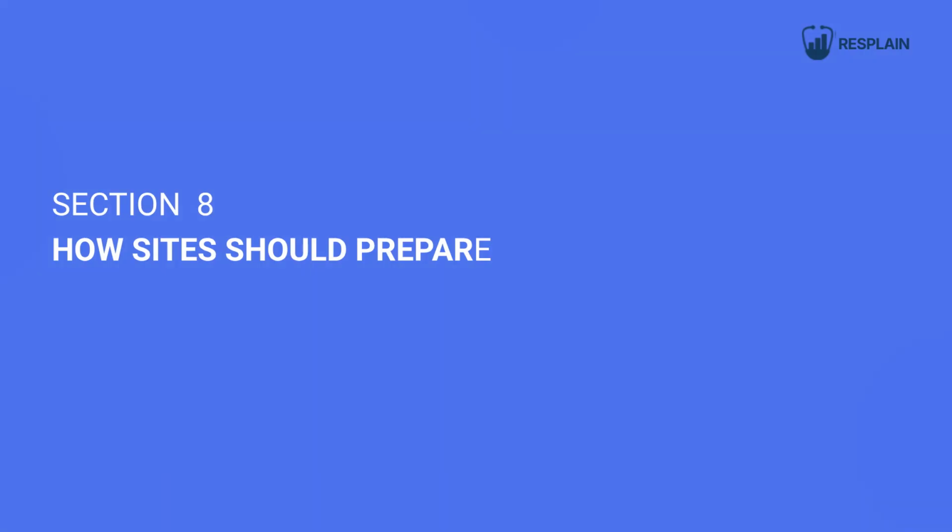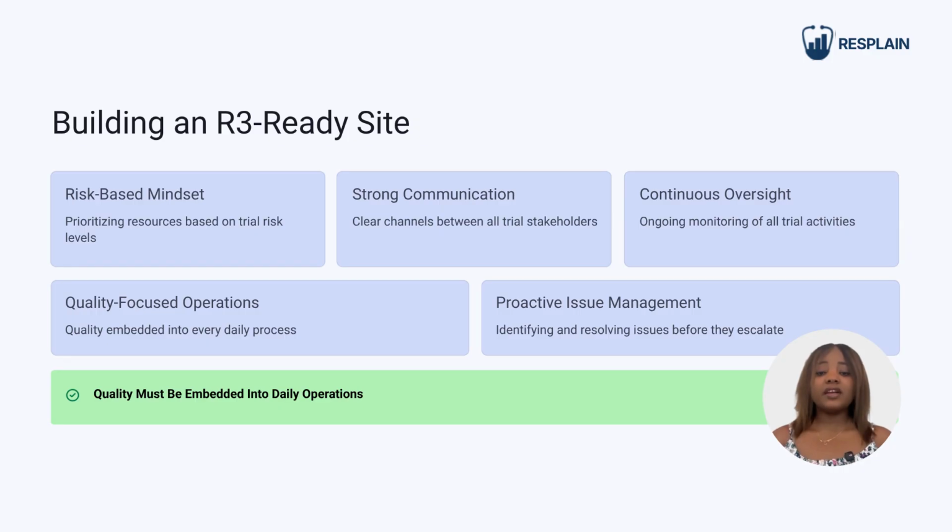Section 8. How sites should prepare. Preparing for R3 requires more than updating documents or revising SOPs. The updated guidance encourages sites to build operational systems that consistently support participant safety, reliable data, and proactive quality management throughout the trial lifecycle. Sites may need stronger communication workflows between investigators, coordinators, pharmacists, vendors, monitors, and external providers involved in decentralized activities. Continuous oversight is also becoming increasingly important.